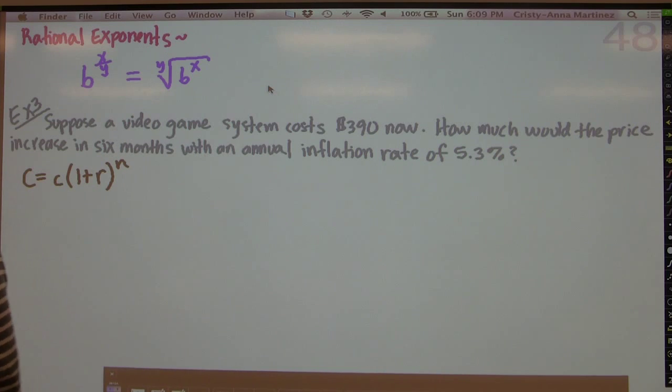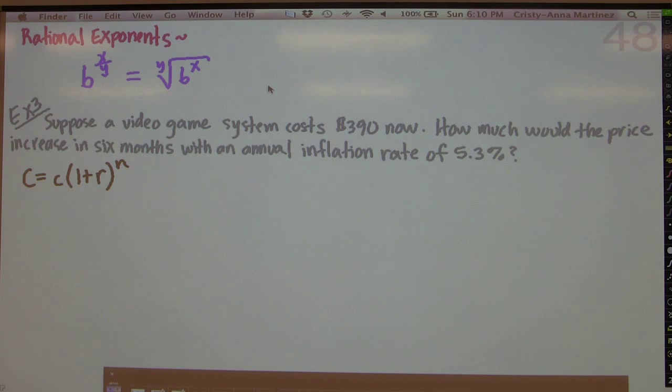All right? So we have an example here, and it's asking us to refer back to the beginning of the lesson. If you open your book and go to the beginning of the lesson, there's a formula given, but I've written it here for us. It's C equals c times (1 plus r) to the n, and it tells us that this formula is used to estimate the future cost of an item due to inflation. So capital C represents the future cost, the little c represents the current cost, r is the rate of inflation, and n is the number of years. So based on that, we're going to do this example.